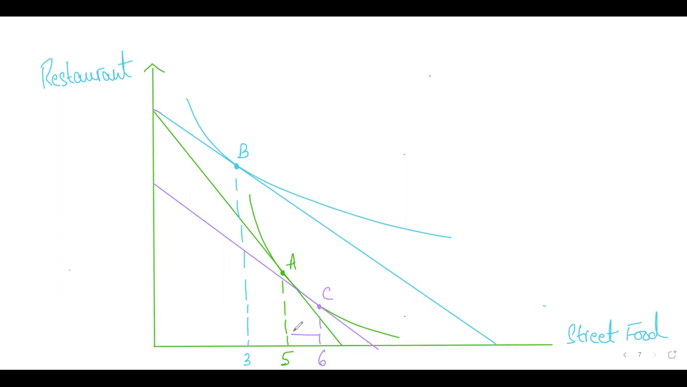So when street food became cheaper, listen to this and you will understand. Previously you used to consume 5 times in a week. Now you're consuming 6 times in a week. Makes sense because street food is becoming cheaper. But then your real income increased, right? Every time you consume street food, it's not costing you as much as it used to.